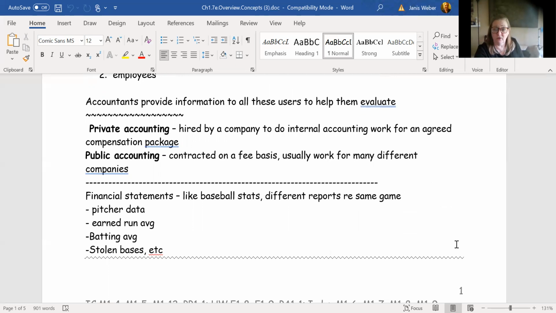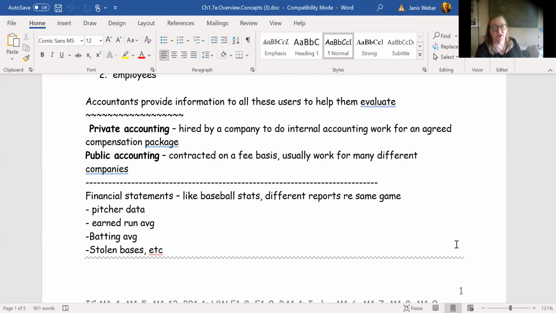So they might do tax work for a lot of individuals, or they might do audits for several different companies. They might do management consulting activities, or they could even do IT activities. So there's a lot of things that accountants can do in the private accounting area, or in the public accounting area. Either one of those, there's a lot of doors that can be opened if you have an accounting degree.